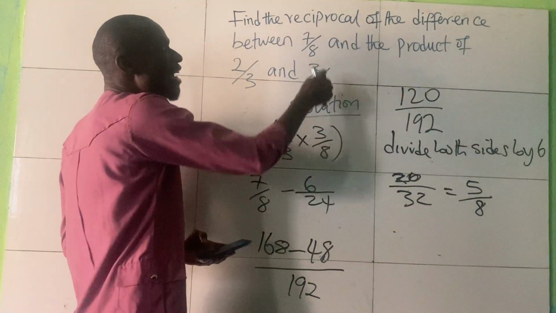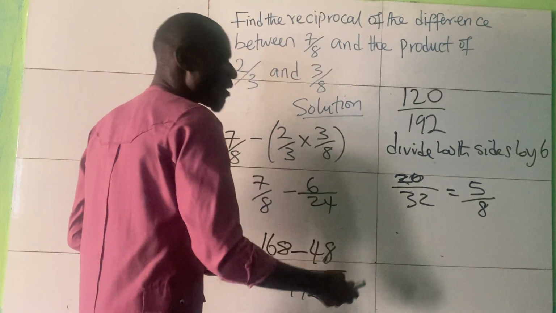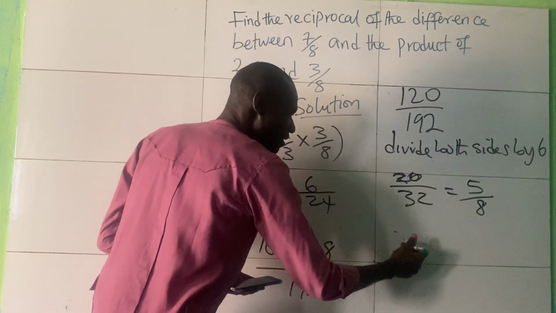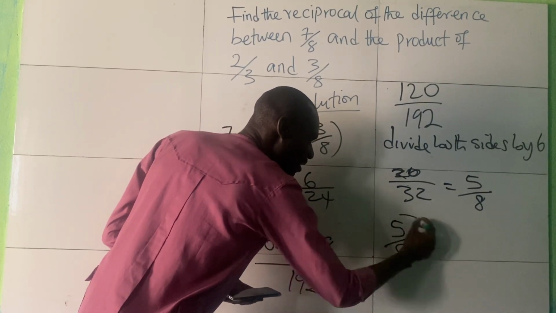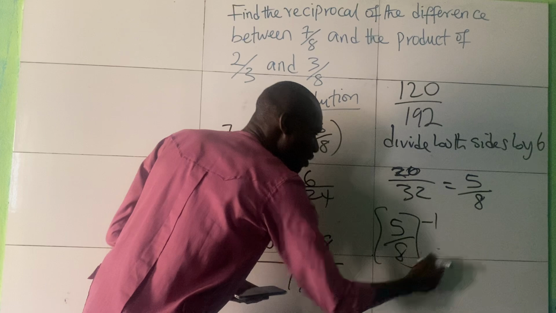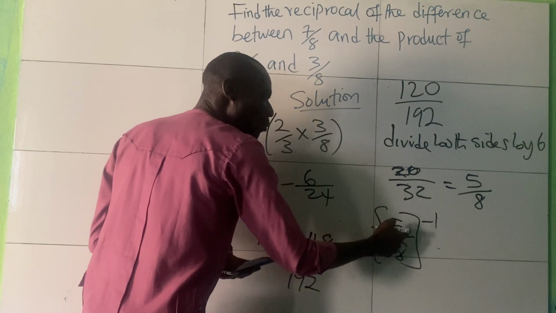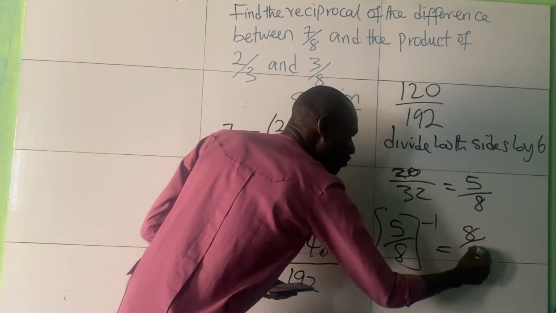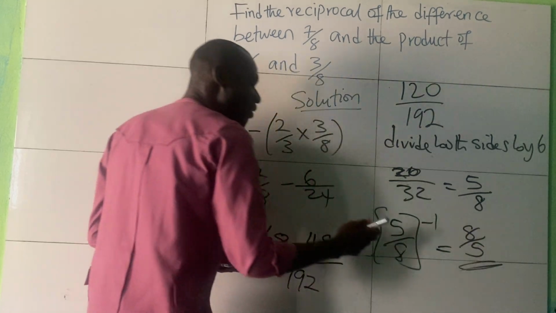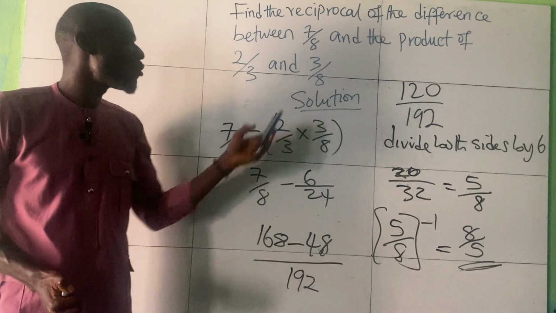So what we are going to do now is to take the reciprocal. Reciprocal simply means the inverse. The reciprocal of 5 over 8 is as saying the inverse. So it means the bottom number will come to the top and the top number will come to the bottom. It simply means it will now be 8 all over 5. So this is our final answer to this problem.